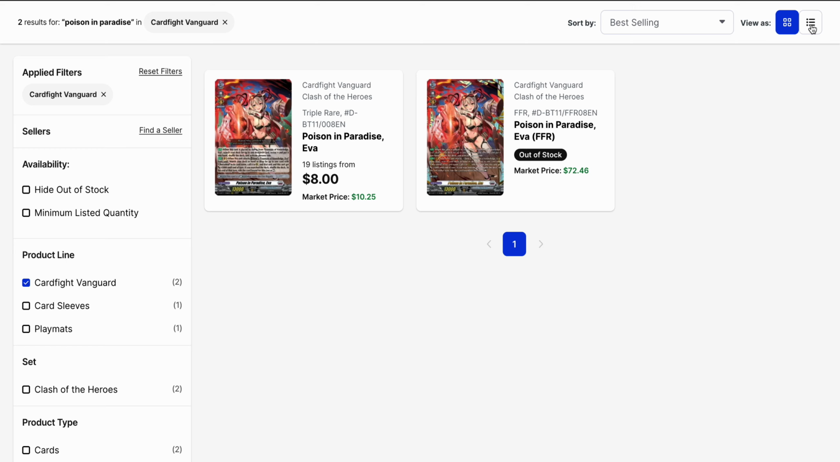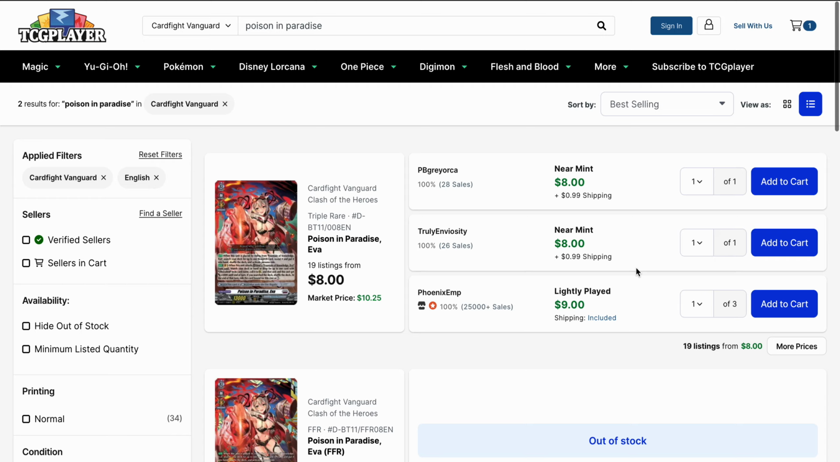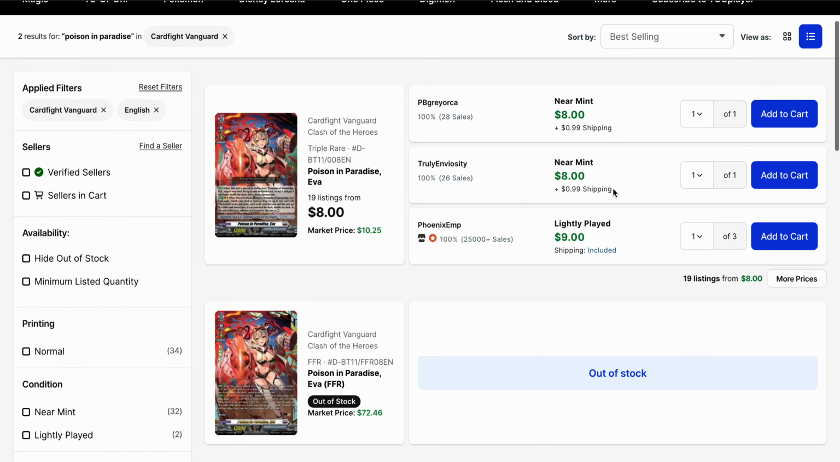But at the same time, when it comes to the BSF for North America, that series is now over, so it's really only overseas right now, and then regular shop tournaments. But the FFR is still out of stock and has a market price of $72.46. Taking a quick look, though, for the first few listings, they're all under $10, but that $9 one's lightly played, though it has three copies. Still a pretty easy pickup there.